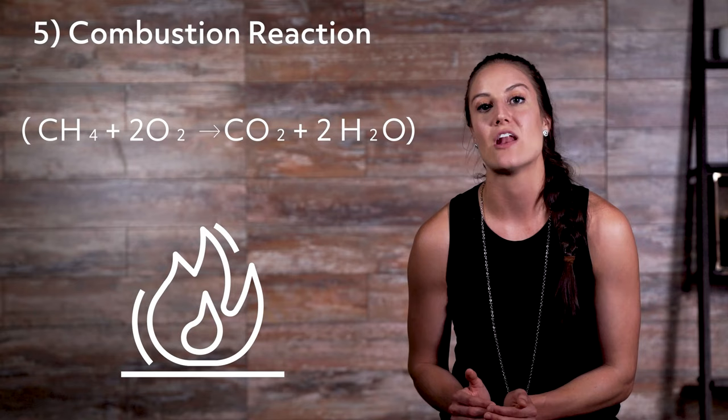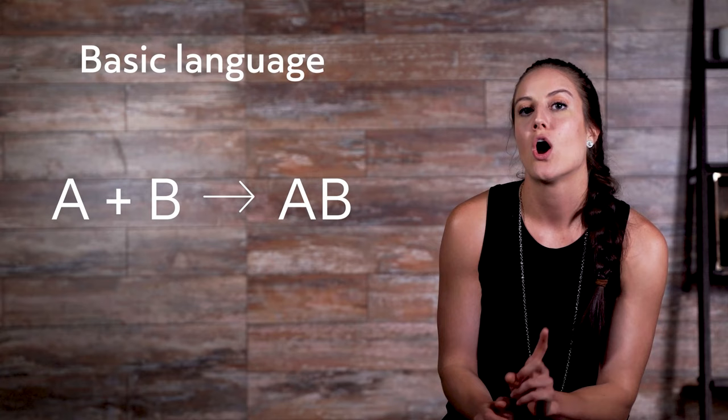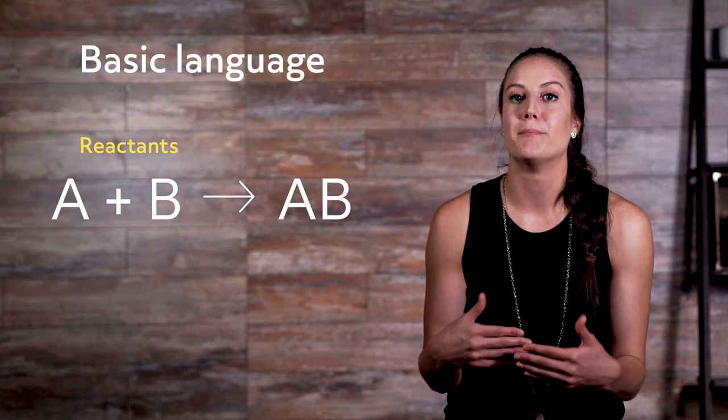Now, the last thing we'll talk about, as promised, is other things that are pretty useful to know. There's a lot that I could go into here, but I just want to talk about two things. The first is basic language, and the second is reaction rates. Basic language. You should already know this, but here it is. The individual substances, before they are combined together to react, are called reactants, or reagents. These reactants, once combined, yield a product, or products.